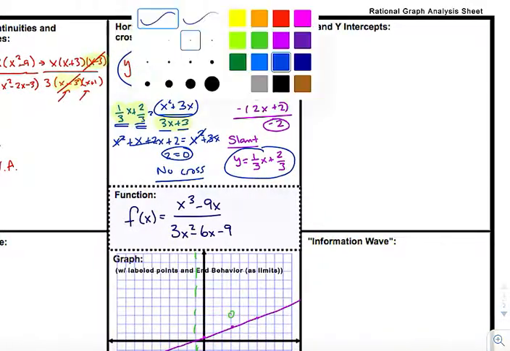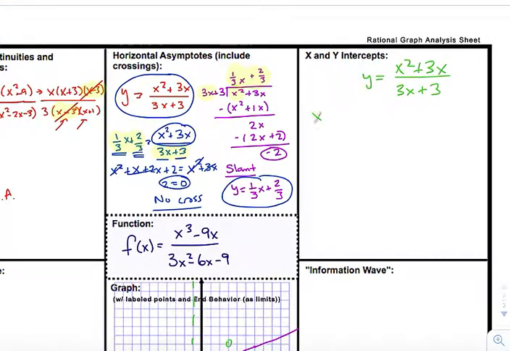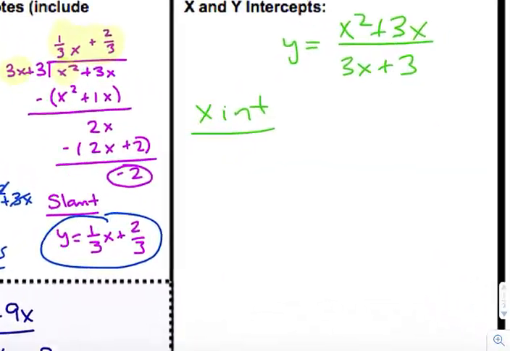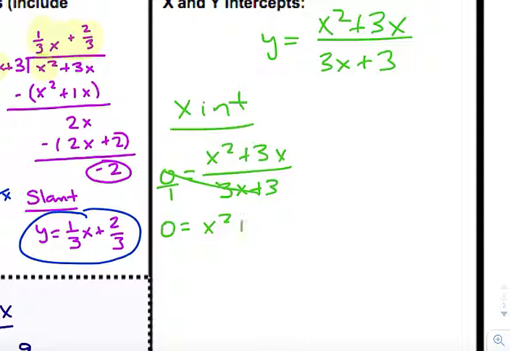Now let's talk x-intercepts and y-intercepts. So again, we're dealing with this function y is equal to x squared plus 3x over 3x plus 3, the reduced version of this function. And so if we want the x-intercepts, that's going to be when y equals 0. And so we have 0 is equal to x squared plus 3x over 3x plus 3. Now if we do cross multiplication, that will end up being 0 right away. And so what we really have is 0 is equal to x squared plus 3x.